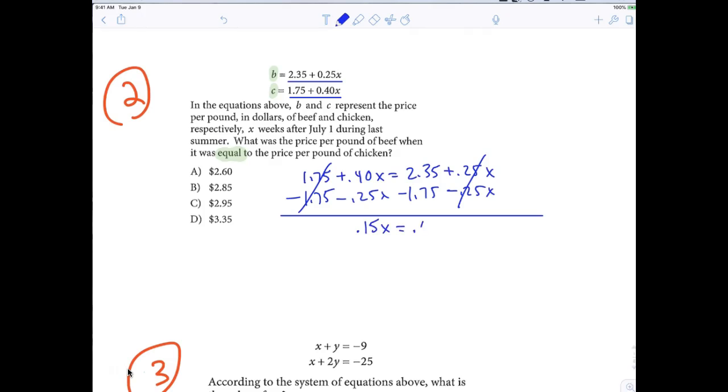0.15x is equal to 0.60. And if I divide that out, x is what? 4. X is 4. Now, of course, that's not an answer because that's week 4. They want to know what the cost is. So to figure out what the cost is, I take 4 and I plug it in up here for x. And if you have 4 quarters, you have what? $1 plus 2.35 is 3.35.